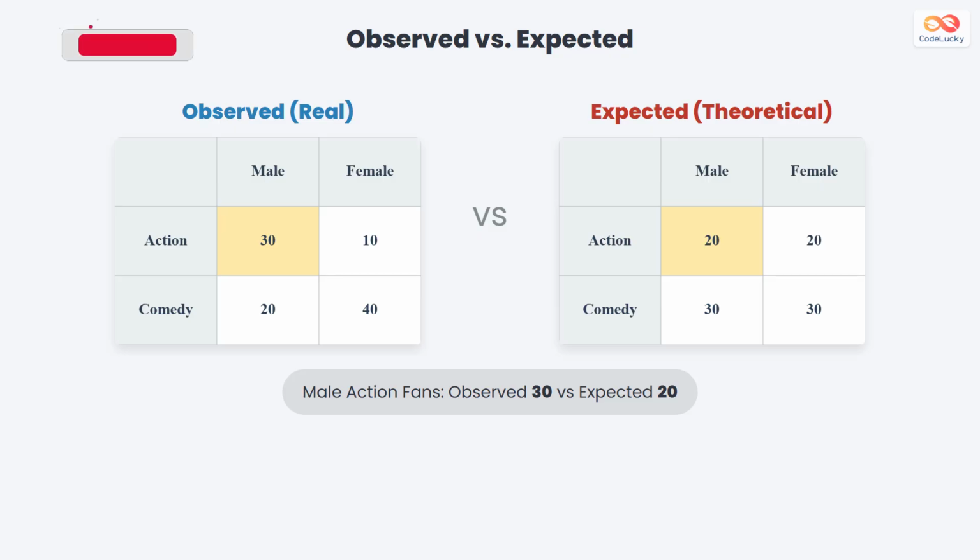Now we can compare. In our real data, we observed 30 males who liked action movies. But our calculation shows that if gender and movie preference were totally unrelated, we would expect only 20. This difference is a clue that perhaps these variables are related after all.